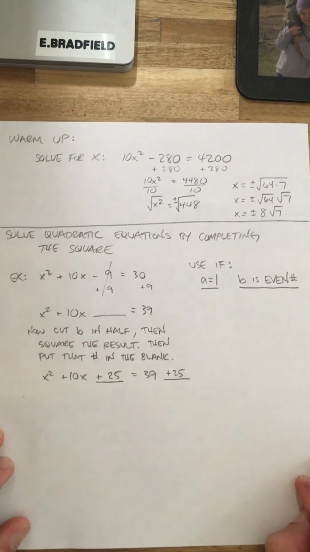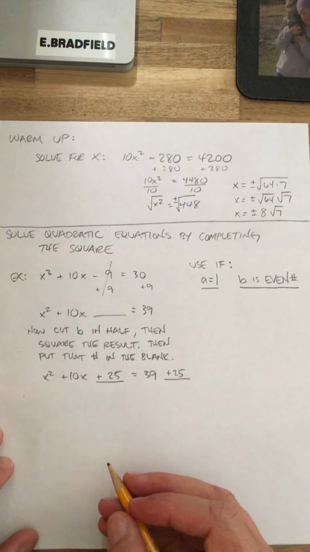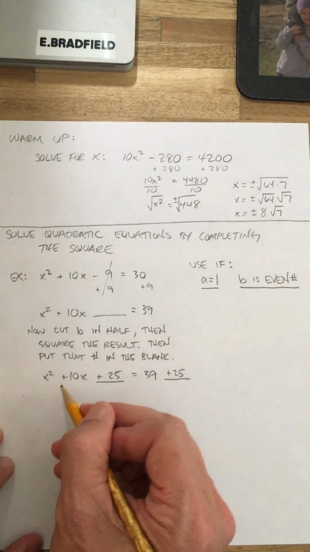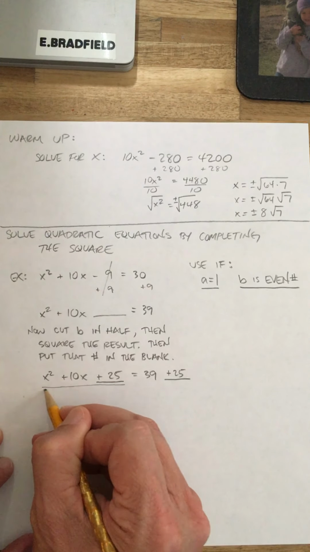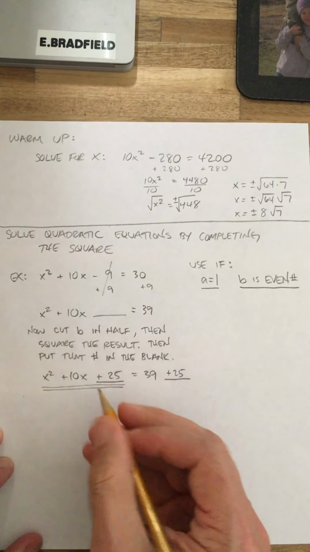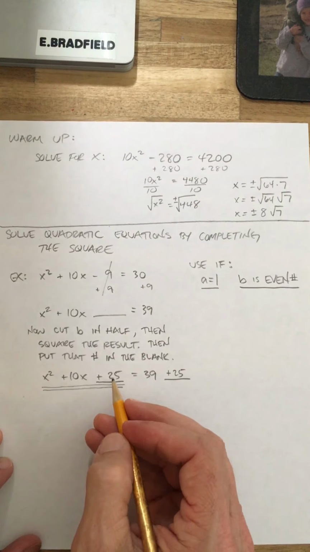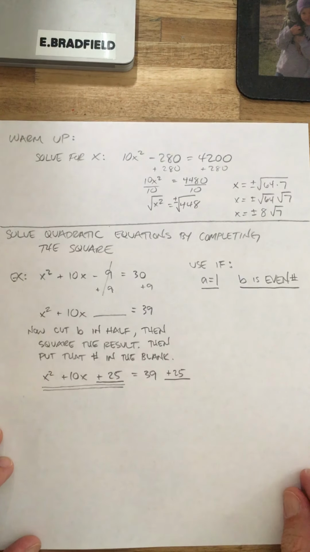Keeping up so far? All right, here we go. Now, here's what we do. This right here is now a perfect square trinomial. Now that I've added the 25 there, I have just completed a perfect square. And this is how it's going to factor every time, okay?